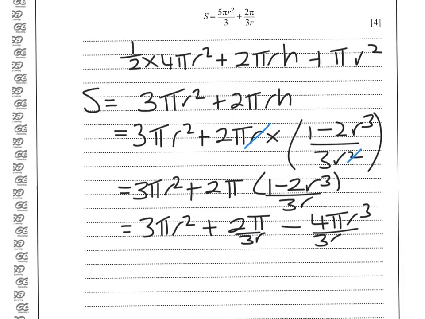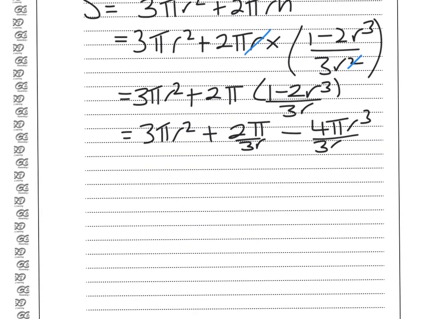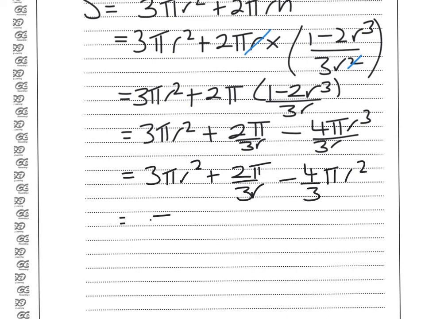And if we keep simplifying, that is 3 pi r squared plus 2 pi over 3r minus 4/3 pi r squared. 3 is 9 over 3, so 9 over 3 minus 4 over 3 is 5/3 pi r squared plus 2 pi over 3r, and that's what we were asked for.